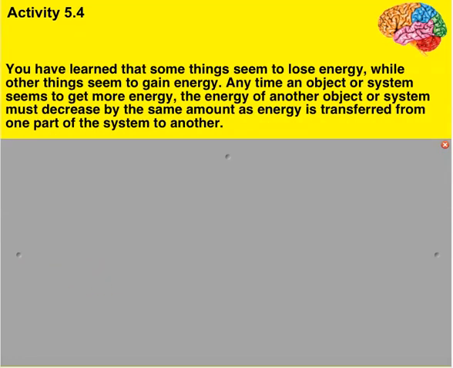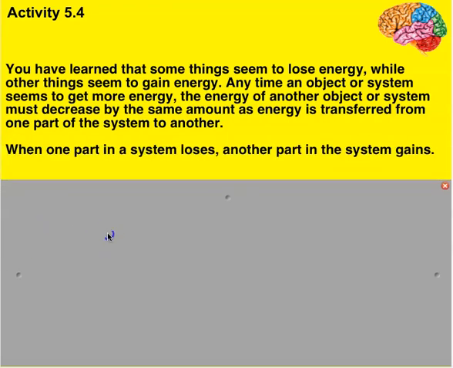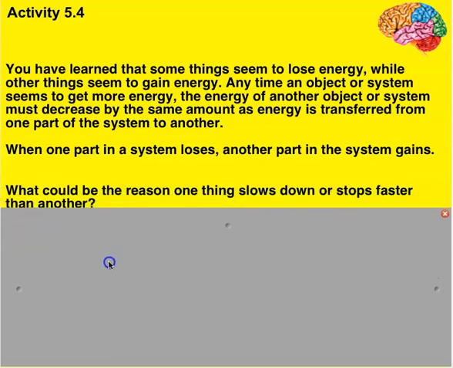Now, you've also learned that some things seem to lose energy while other things seem to gain energy. Anytime an object or a system seems to get more energy, the energy of another object or system must decrease by the same amount because it's going to be transferred. You cannot just get energy from nowhere. The energy has to come from somewhere. Likewise, you can't just lose energy and it goes nowhere. It's got to go somewhere. So when one part of a system loses, another part must gain.